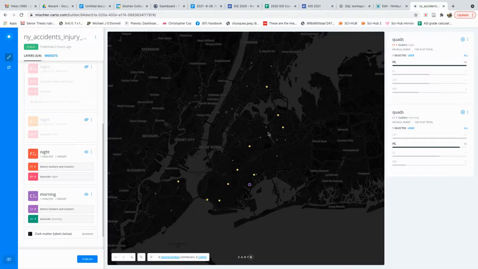If I knew New York better, I could tell you where people are getting in accidents at night versus where they're getting in accidents during the day. Anyway, you can play that game. You can look at cool spots, a low in an otherwise high area. In the morning you've got more cool spots than at night. Take that for what you want.